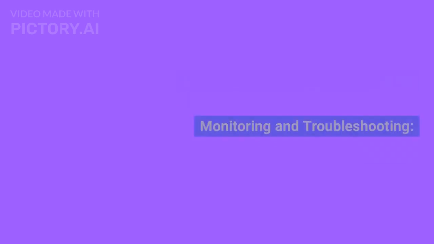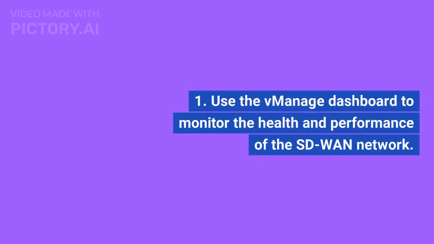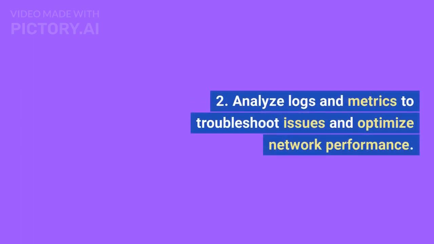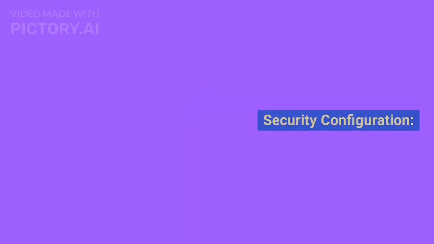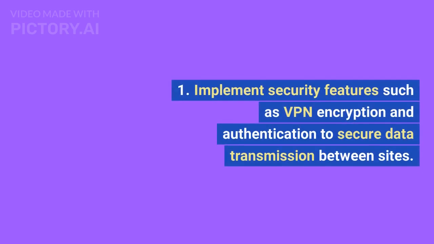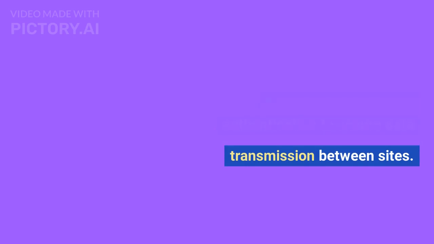network. Monitoring and troubleshooting. 1. Use the vManage dashboard to monitor the health and performance of the Sdwan network. 2. Analyze logs and metrics to troubleshoot issues and optimize network performance. Security configuration. 1. Implement security features such as VPN encryption and authentication to secure data transmission between sites.